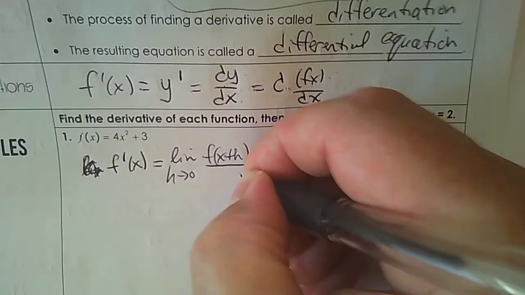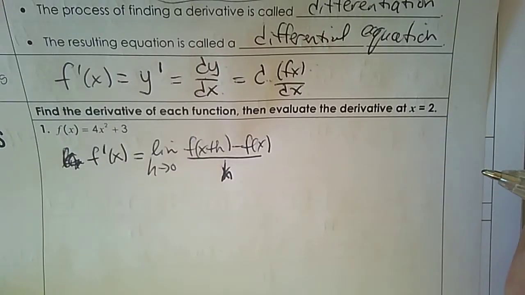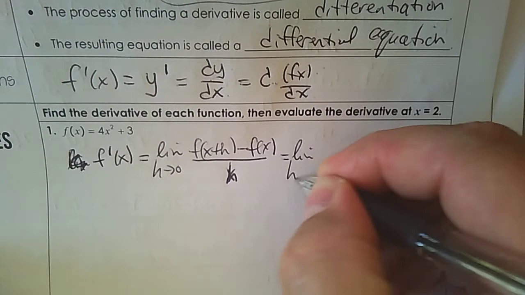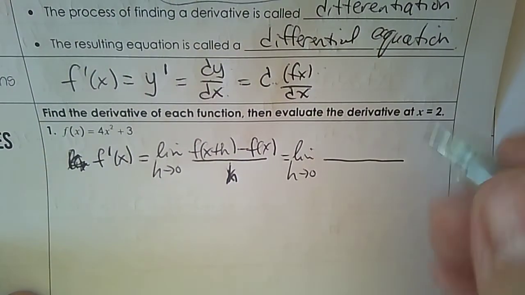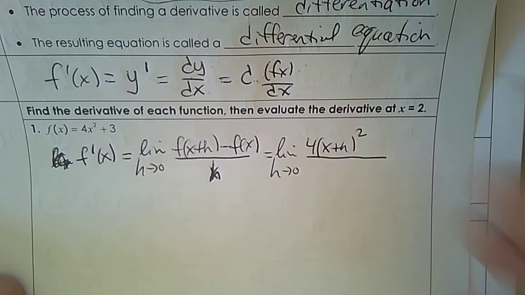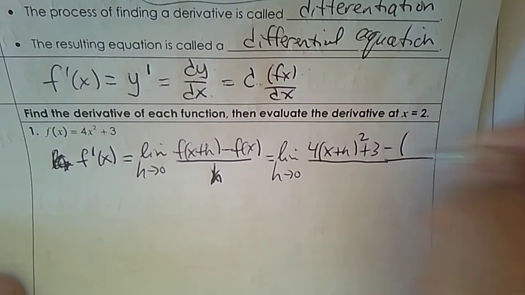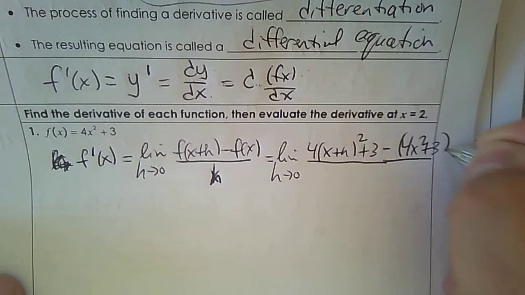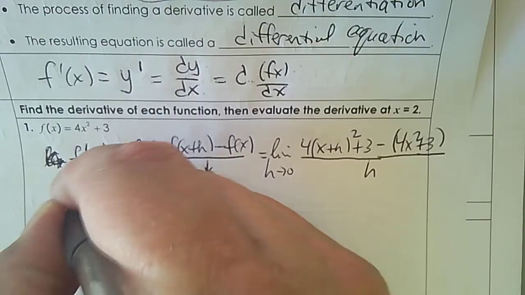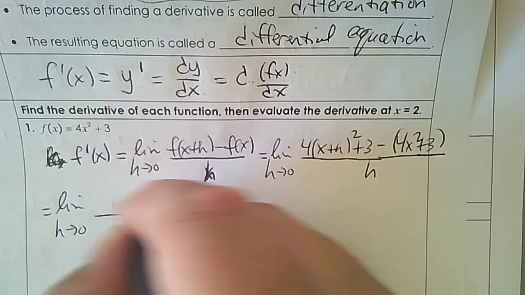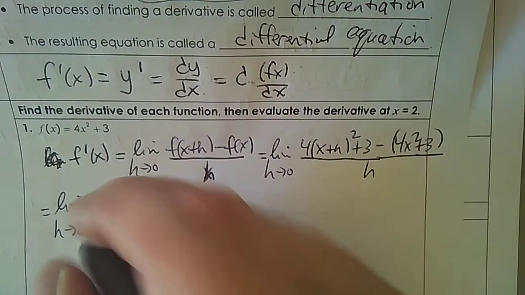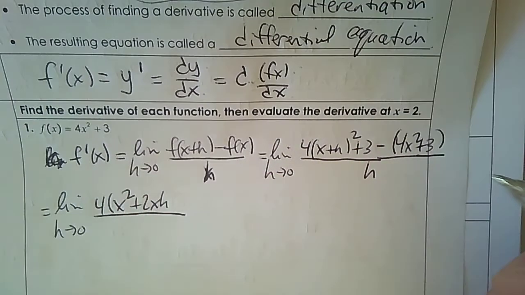Then we do some substituting in. So using the function 4x squared plus 3, put in x plus h for x, so 4 times (x plus h) squared plus 3, subtract parentheses the function 4x squared plus 3, all over h. Keep using the limit notation. We're going to do some algebra here. So expand x plus h squared. So that's going to be x squared plus 2xh plus h squared, plus 3. Distribute the negative or subtract sign.